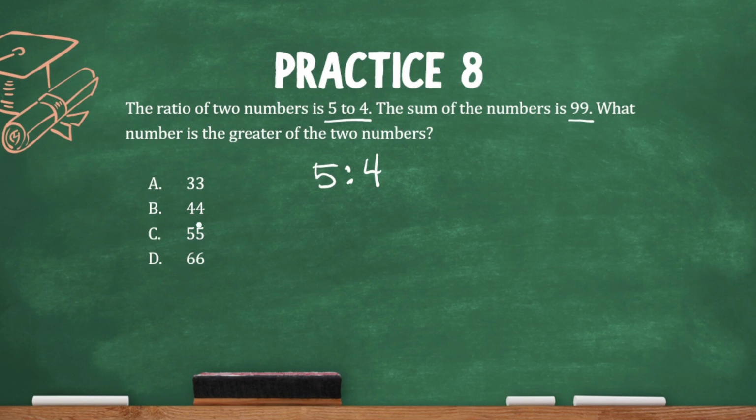Let's look at all the answer choices. Well, it looks like they're all multiples of 11, so let's try multiplying both of these by 11 and see what happens. 55 to 44. Okay, those are both answer choices, and do they add up to 99? Yes, they do. So it looks like those are our numbers, and which one is the greater of the 2 numbers? 55.